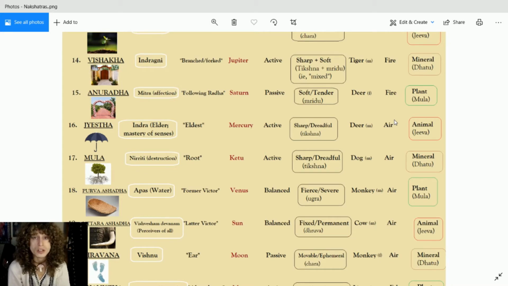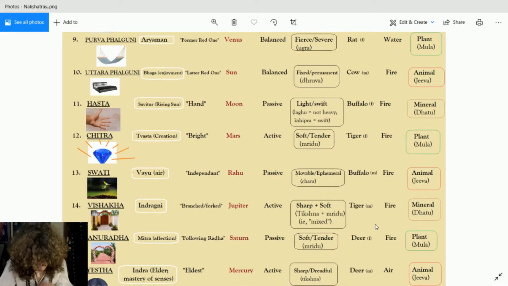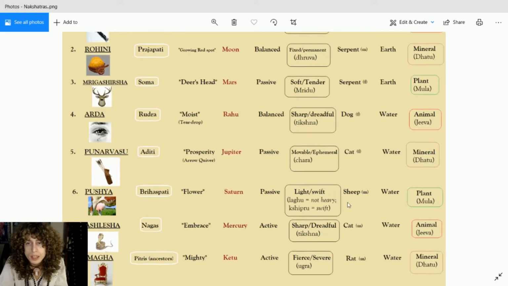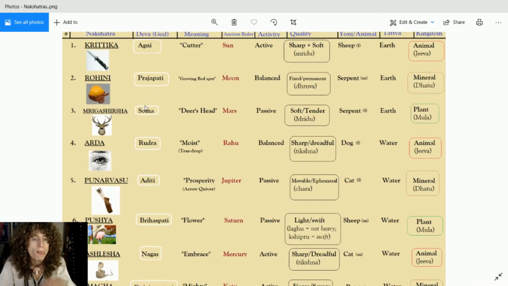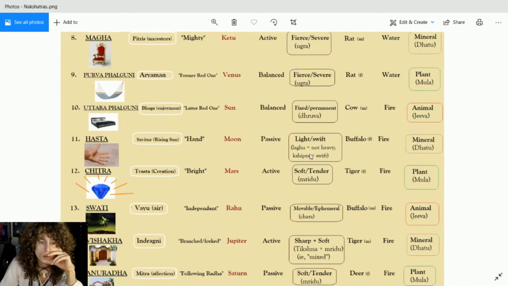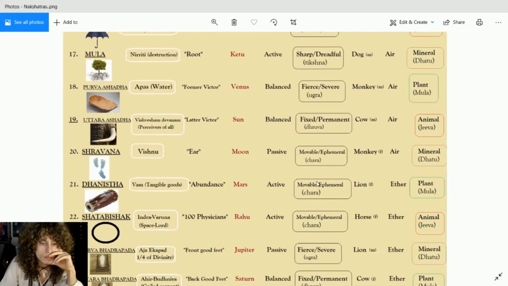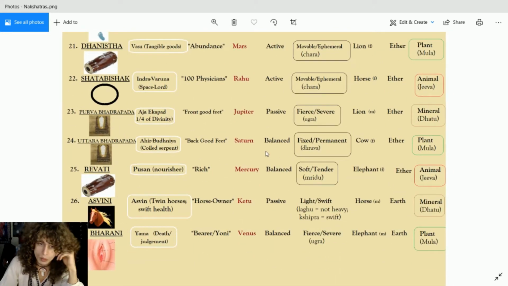Now, if my Mars were instead to fall into essentially a fire nakshatra, it would be neutral. If my Mars fell into an earth nakshatra, it would not be beneficial. It's Rohini, Mrigashirsha, Kritika, Asvini, or Bharani.